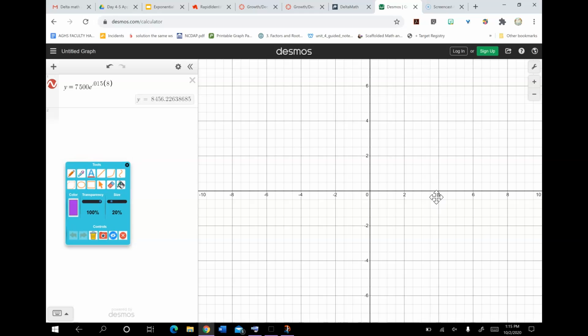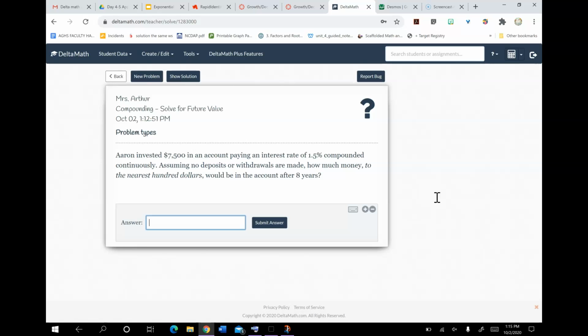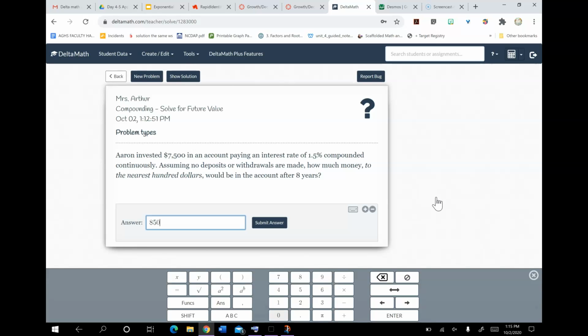All right, so it wants us to round to the nearest hundreds place. That's probably where you're messing up. The nearest hundreds place is wherever you say 100 when you're saying the word. So when I say this, I say 8,456. So it wants me to round right there, that 4. That 5 is going to make that 4 round up to a 5. So my answer is going to be 8,500. So when I go back to Delta Math, I'm going to type in 8,500.